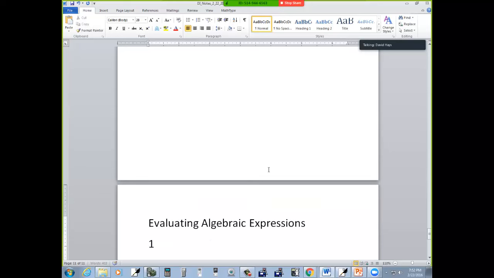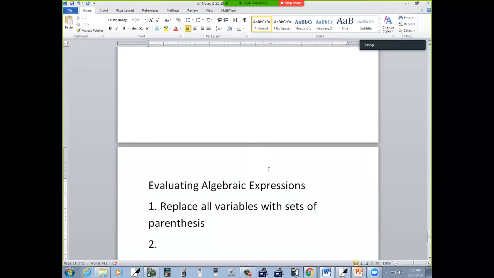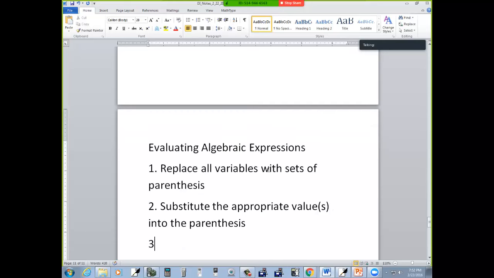So evaluating algebraic expressions. Our first step is to replace all variables with sets of parentheses. Our step 2 is to substitute, plug the appropriate values into the parentheses. And step 3 is to simplify. Now simplify in math means a lot of different things. In this case, you can think of order of operations.